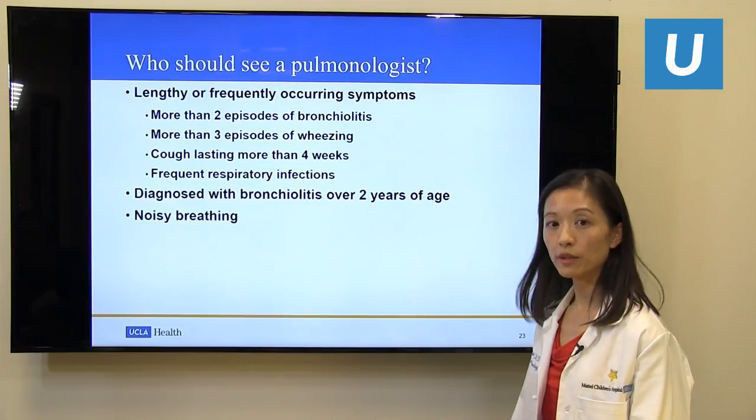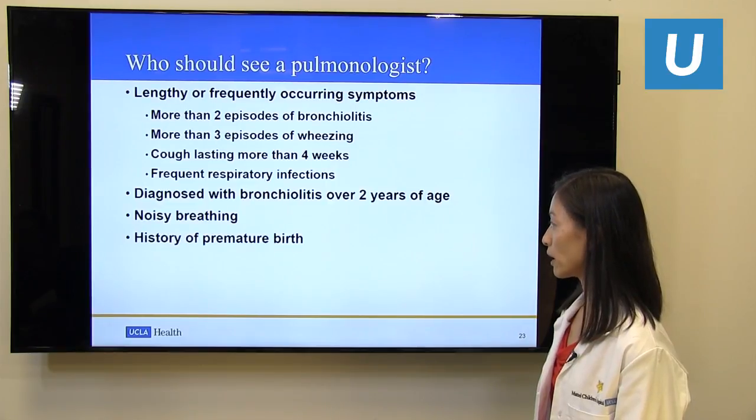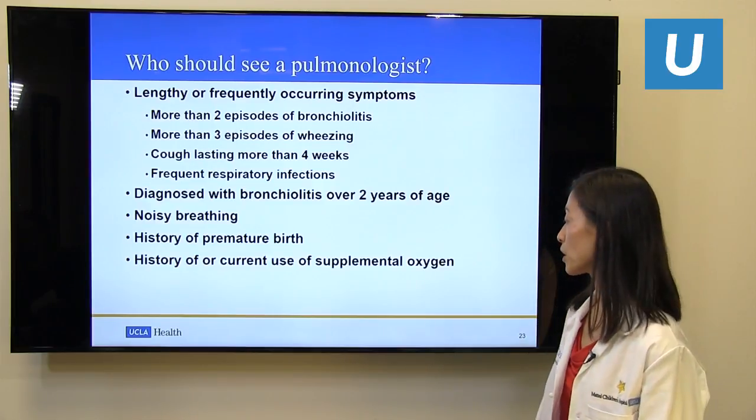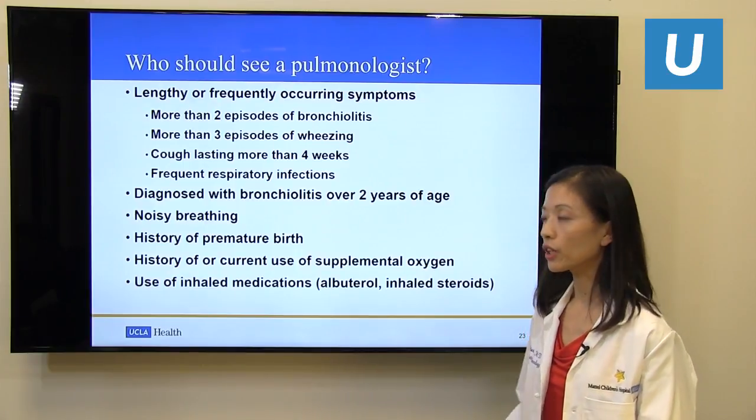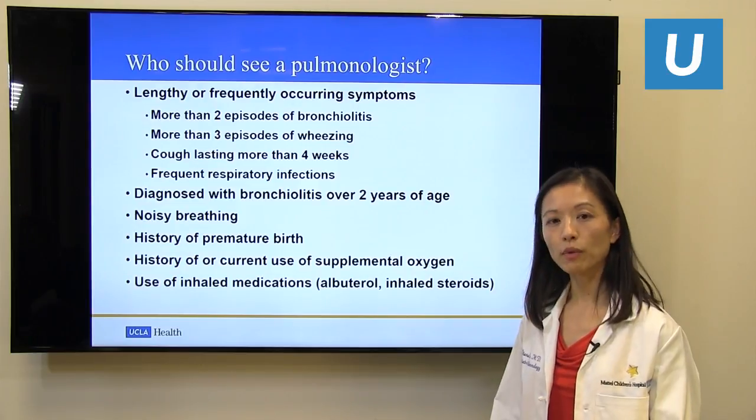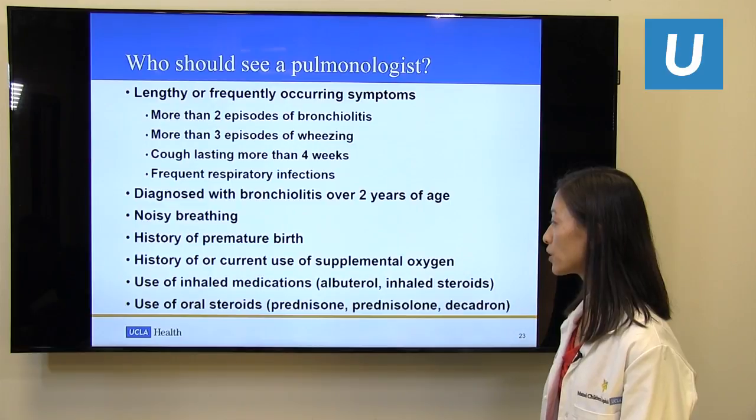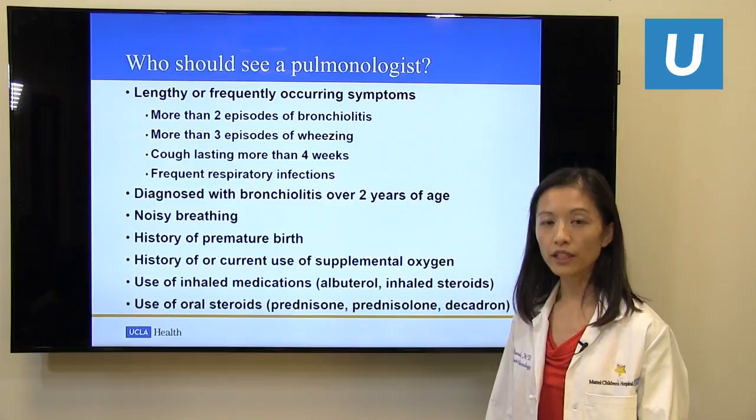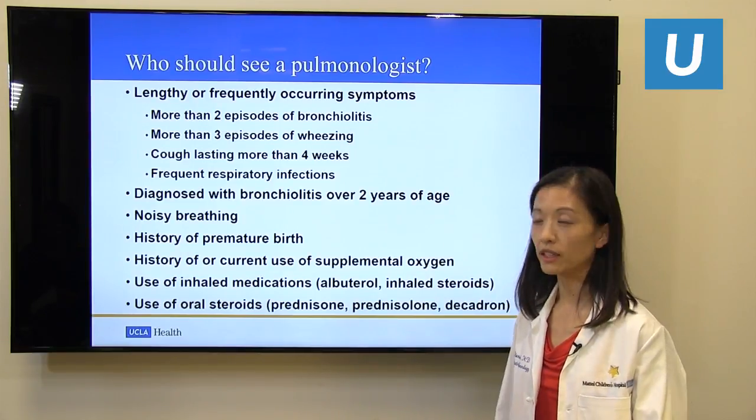Now, if your child has noisy breathing, they should come and see a pulmonologist as well. Or if they've had a history of premature birth, history or current use of supplemental oxygen. And if your child was diagnosed with bronchiolitis but started on inhaled medications such as albuterol or inhaled steroids, they should see a pulmonologist to evaluate for other causes such as asthma, as well as the use of oral steroids such as prednisone, prednisolone, or Decadron. They should see a pulmonologist for evaluation of other causes of their respiratory symptoms other than bronchiolitis.